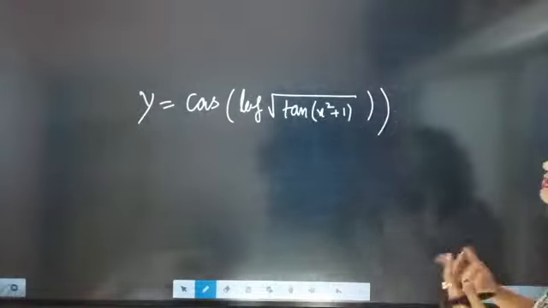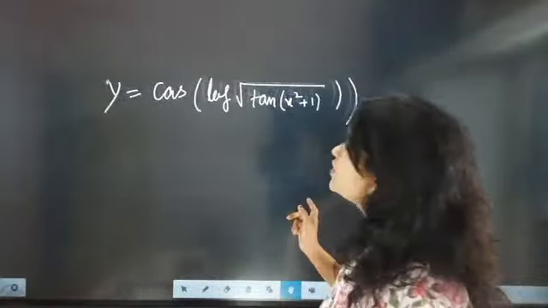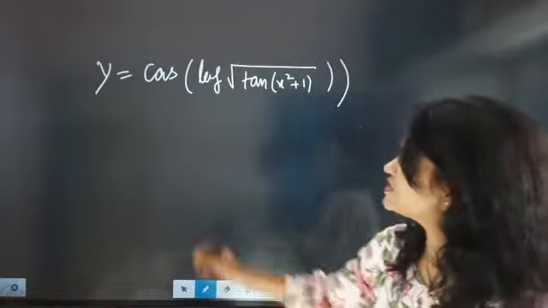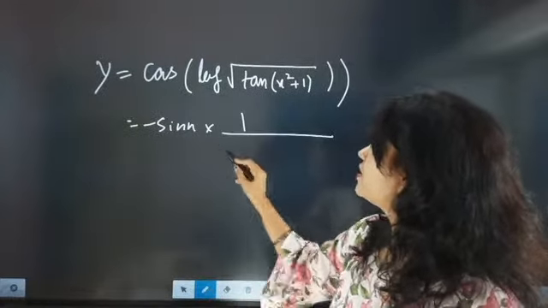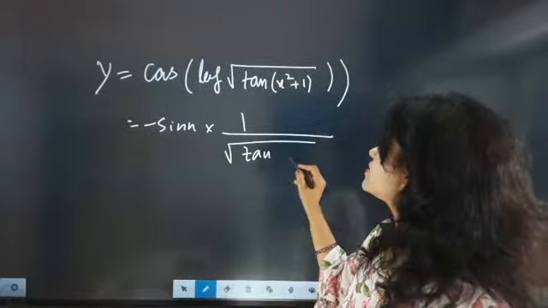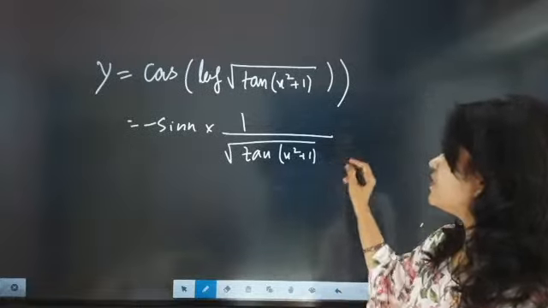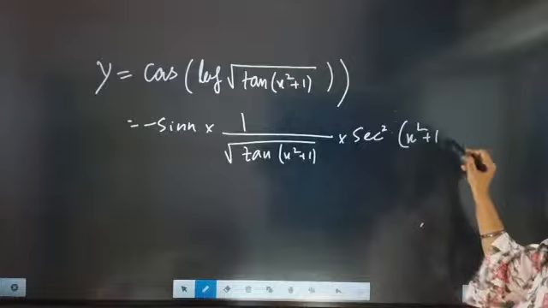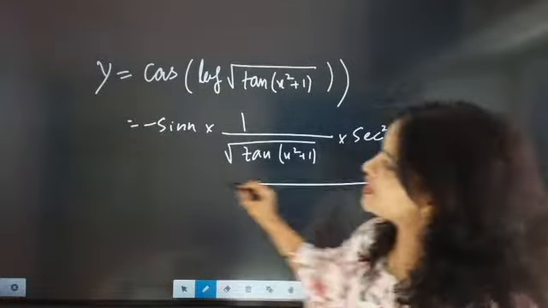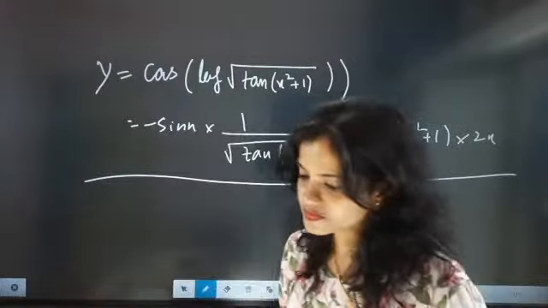Any simple questions they give you to differentiate, you will differentiate, but when cos x answer will be coming, it is minus sin x into 1 by root under tan x square plus 1 into secant square x square plus 1 into 2x. In one line the answer is coming like this.